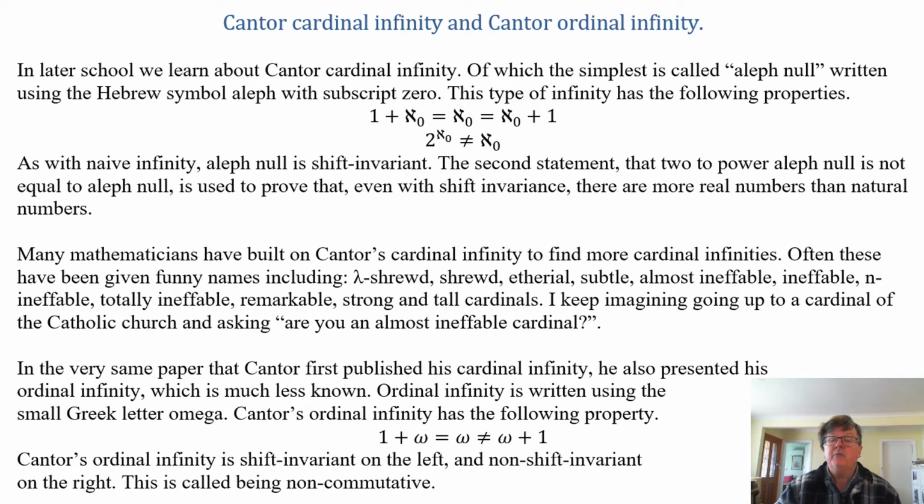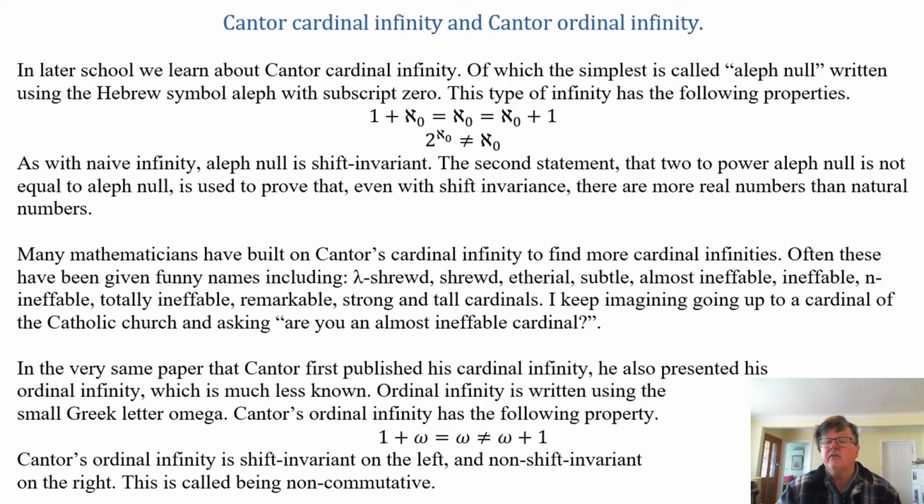In the very same paper in which the mathematician first published his cardinal infinity, he also presented his ordinal infinity. Now, Cantor's ordinal infinity, as I'm looking at here, has a bit of a difference to the ordinal infinity I'm going to use for the rest of the paper. Ordinal infinity is written using this small Greek letter omega. Cantor's ordinal infinity has the following property: 1 plus omega equals omega. But omega is not equal to omega plus 1. So 1 plus omega is not equal to omega plus 1.